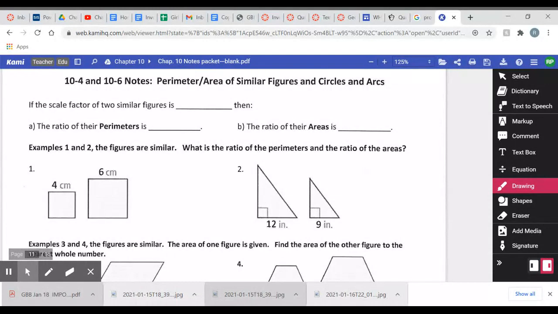So first thing here is if the scale factor of two similar figures is a over b, so a fraction. We talked about scale factors quite a bit in chapter 7 when we were talking about corresponding sides of figures being proportional to each other. So a scale factor, if two figures are similar, then we can write a ratio or a fraction of two of those corresponding lengths, and that would be the scale factor. So the ratio of the perimeters would also be a over b.